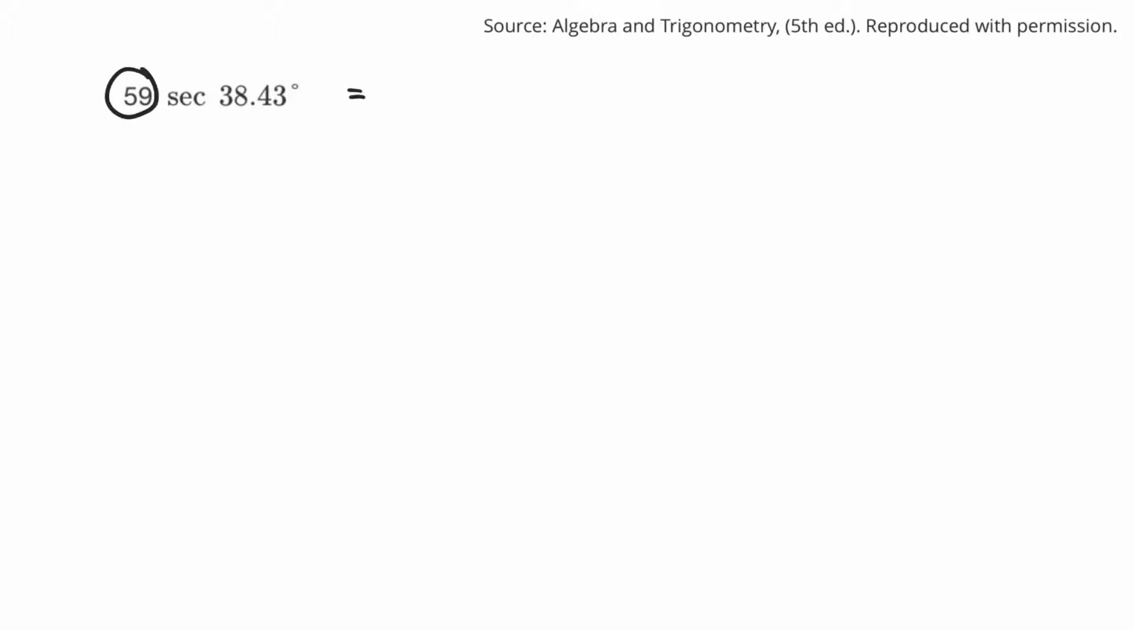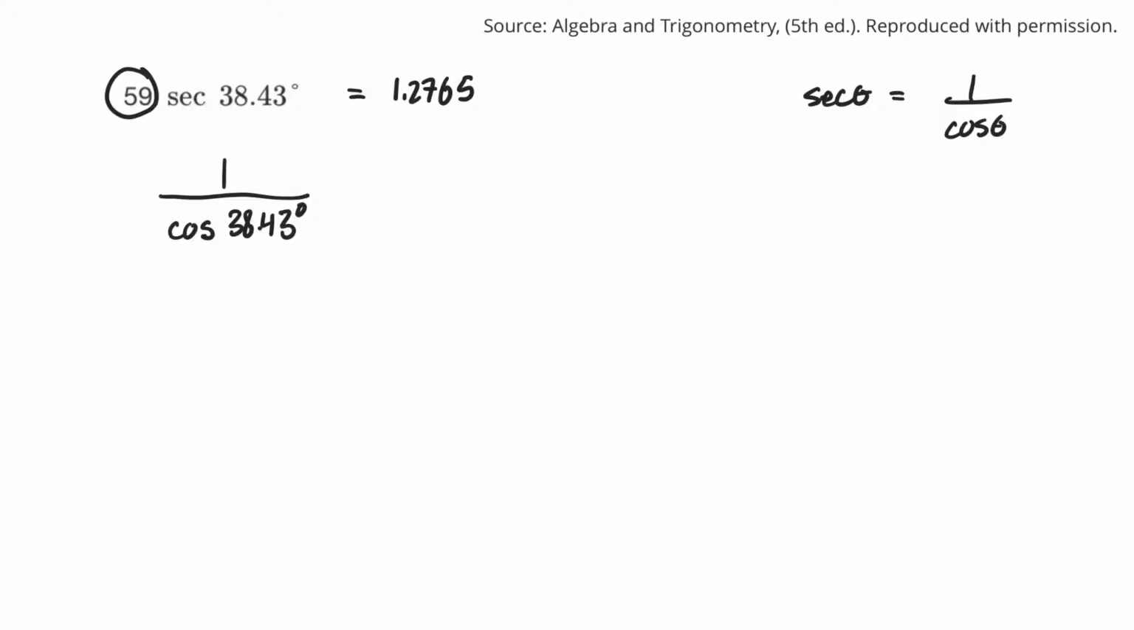For me, it came just on my calculator, 1.2765, etc. But now if you don't have that button, that doesn't help you much. But you do know that the secant of an angle is the reciprocal of cosine of that same angle. So I could rewrite this as 1 over the cosine of 38.43 degrees. And then just do that on your calculator.